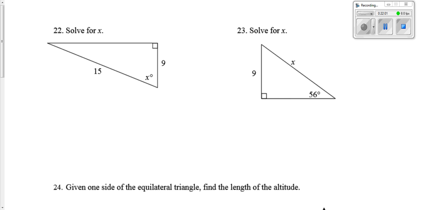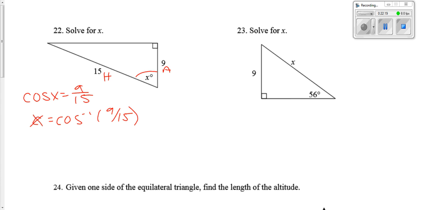22. Again, this is another trig. 15 is my hypotenuse, 9 is my adjacent. So cosine of x is 9 over 15. So x equals cosine inverse of 9 over 15, which is x equals 53.130 degrees.